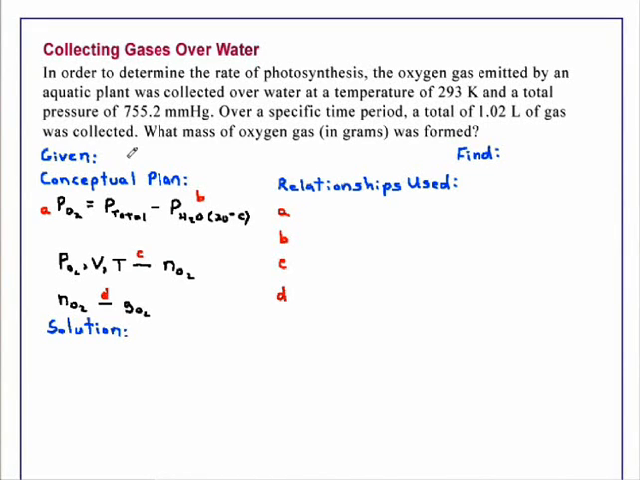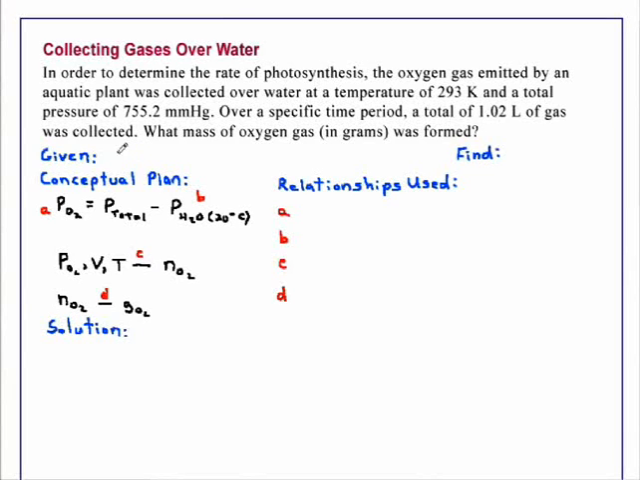Collecting gases over water. In order to determine the rate of photosynthesis, the oxygen gas emitted by an aquatic plant was collected over water at a temperature of 293 K and a total pressure of 755.2 millimeters of mercury. Over a specific time period, a total of 1.02 liters of gas was collected. What mass of oxygen gas in grams was formed?